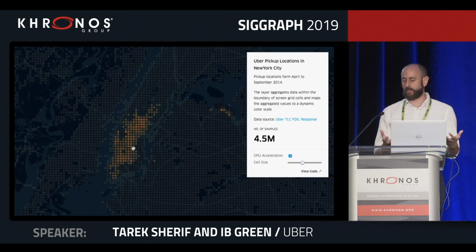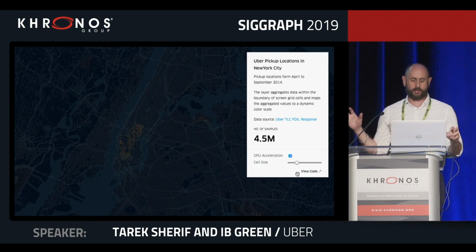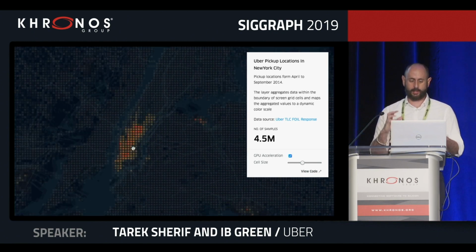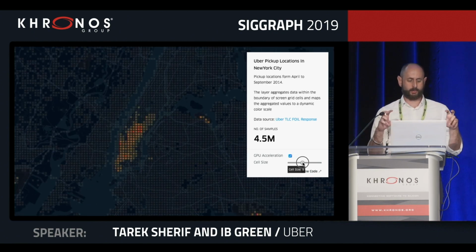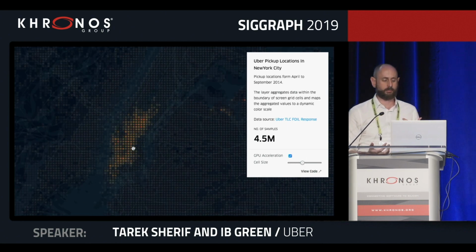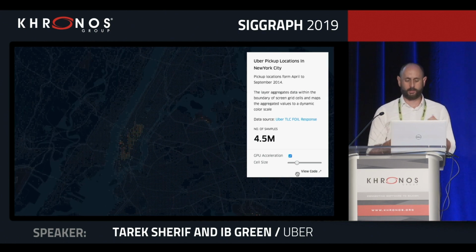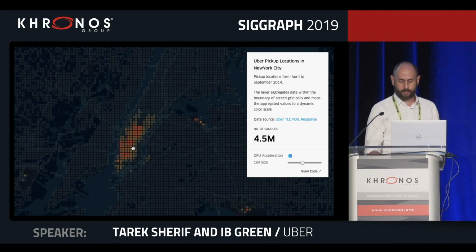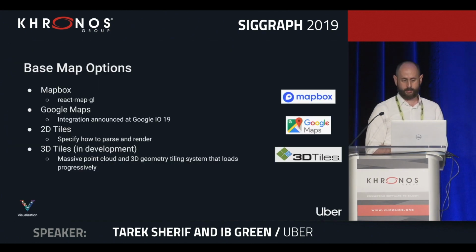This is just a quick demo of trip data around Manhattan, and it's being binned into this screen space grid. You can see that every frame, it's updating these 4.5 million points and binning them at interactive speeds. So a big win for us on that front.